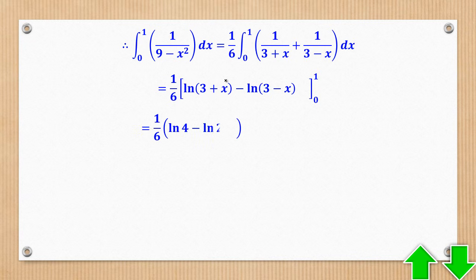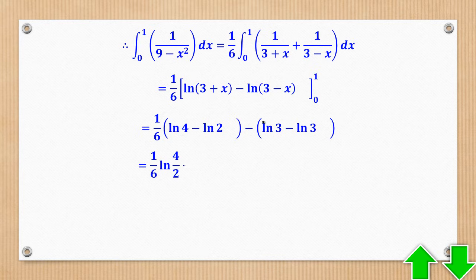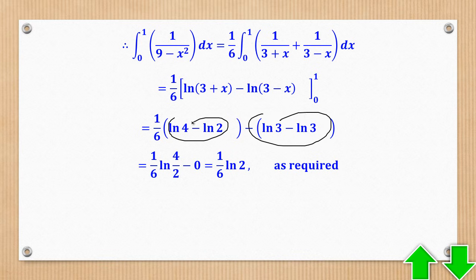Then I substitute the limits. Begin with the upper limit here and here to give you this. Then lower limit here and here to give you this. Then this is 0, and this is the same as ln of 4 over 2. When I combine, I'll come up with this as the required answer.